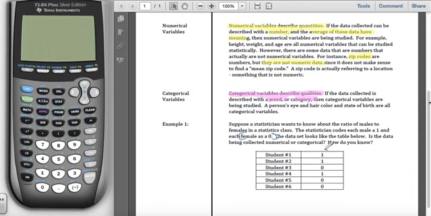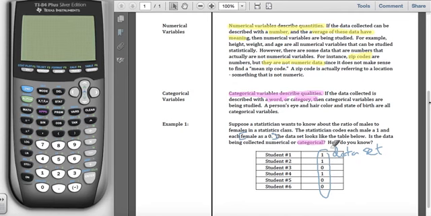So the data here, this data set, consists of numbers. However, this is not numeric data. This would be classified as categorical data, because what these 1s and 0s are really describing are qualities, male versus female. It's just a shorthand notation that we're using. Instead of having to write out male, male, female, male, female, female, we can save some time by writing 1, 1, 0, 1, 0, 0.